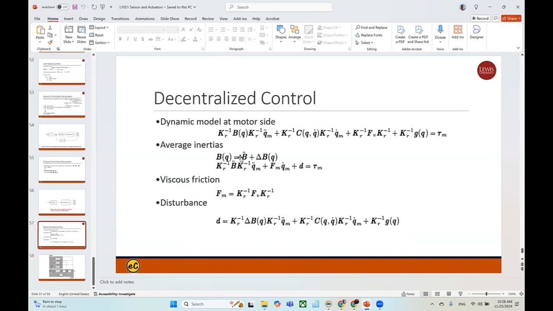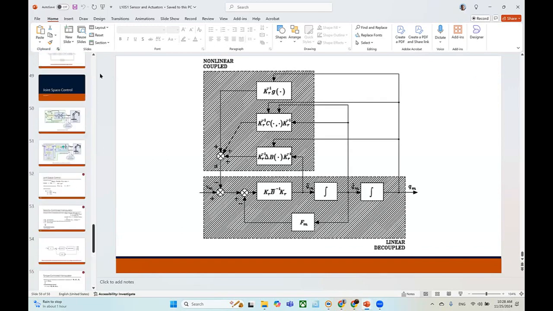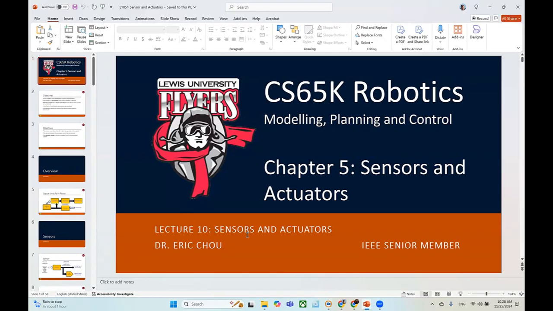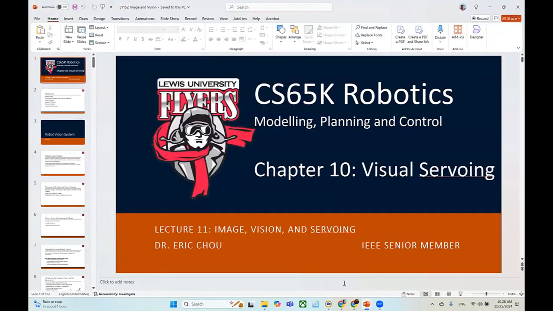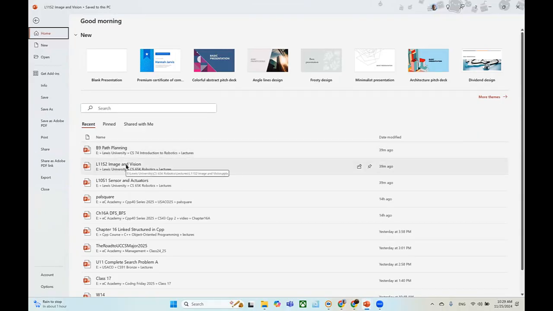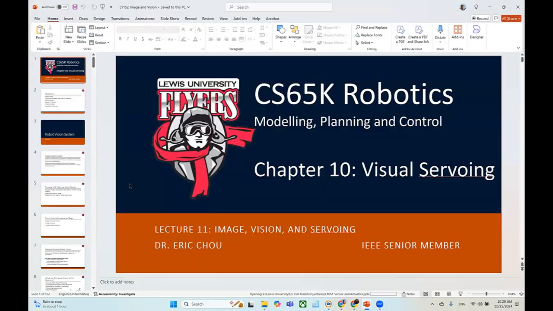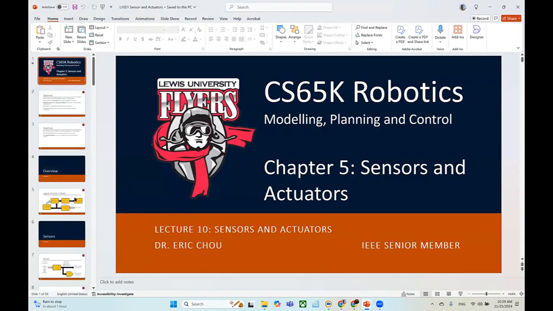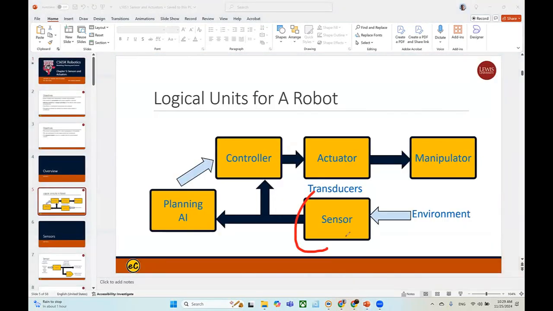And then you can have different loop control equations. So this whole lecture 10 is basically giving you the overall structure of the sensor and actuator. Then lecture 11 goes to different things. You will go to image servo and servoing. So basically lecture 11 talks about the sensor part.